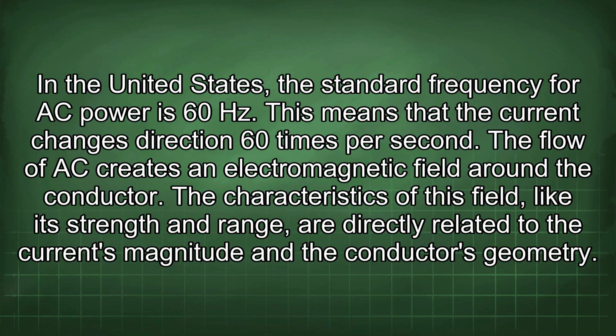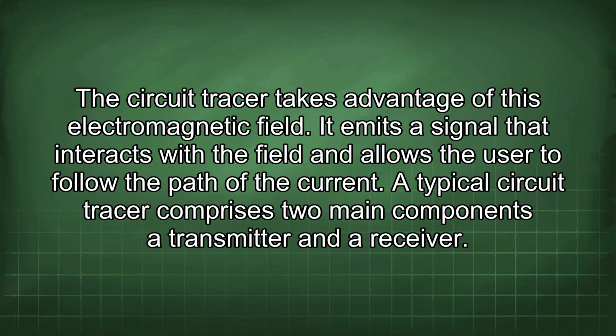The flow of AC creates an electromagnetic field around the conductor. The characteristics of this field, like its strength and range, are directly related to the current's magnitude and the conductor's geometry. The circuit tracer takes advantage of this electromagnetic field. It emits a signal that interacts with the field and allows the user to follow the path of the current.